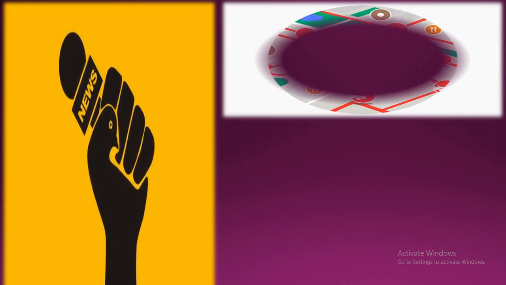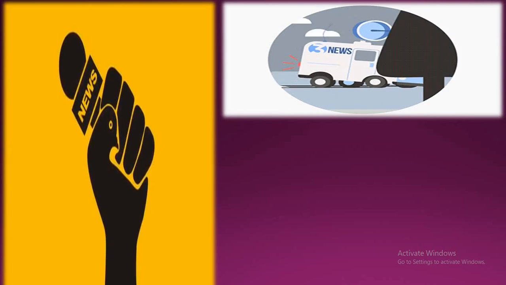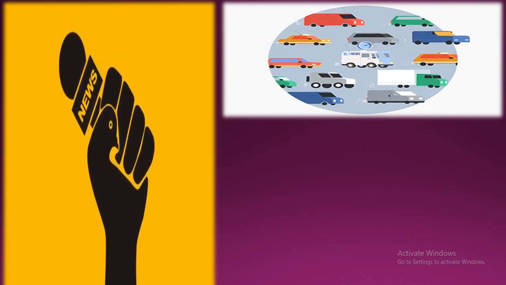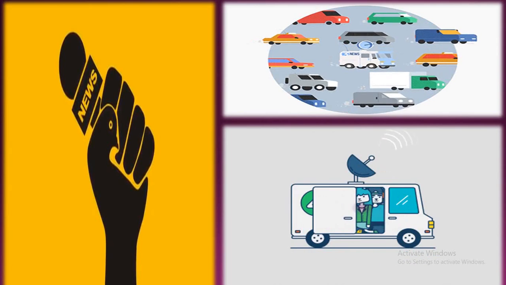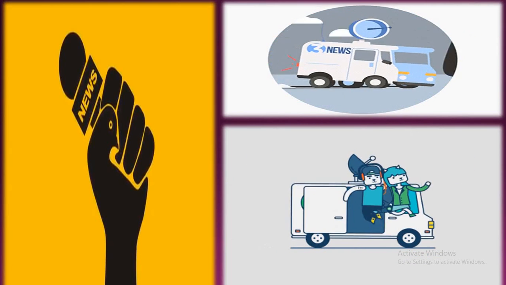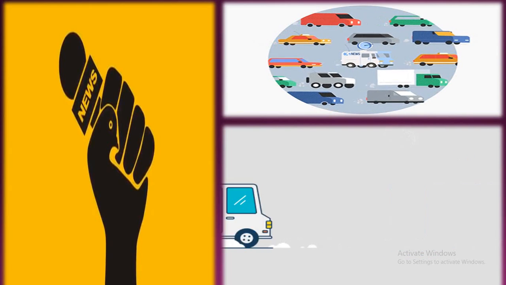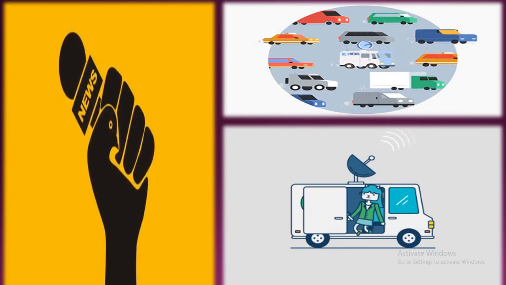Okay, media. Without the media, the political parties or the government cannot run in a proper way. So the media is very much essential. It plays a vital role in the election as well as in the nation.